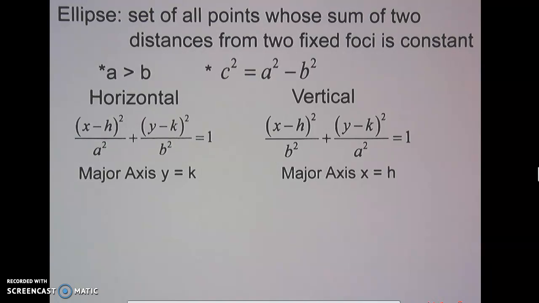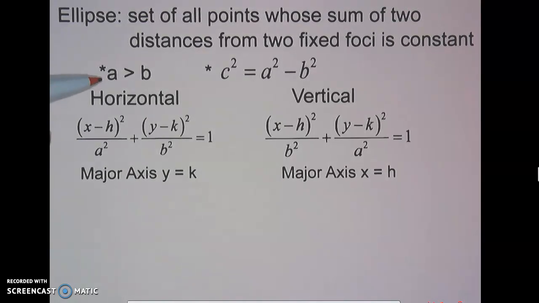Today we're going to be talking about graphing an ellipse. So an ellipse is a set of all points whose sum of two distances from two fixed foci is constant. You might have seen an ellipse and called it an oval in the past, but it is an ellipse, okay? And some important things to remember, we have that A is greater than B.